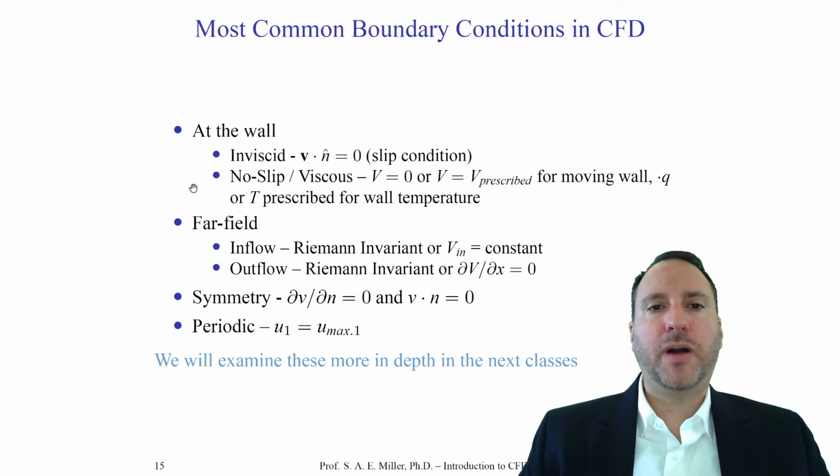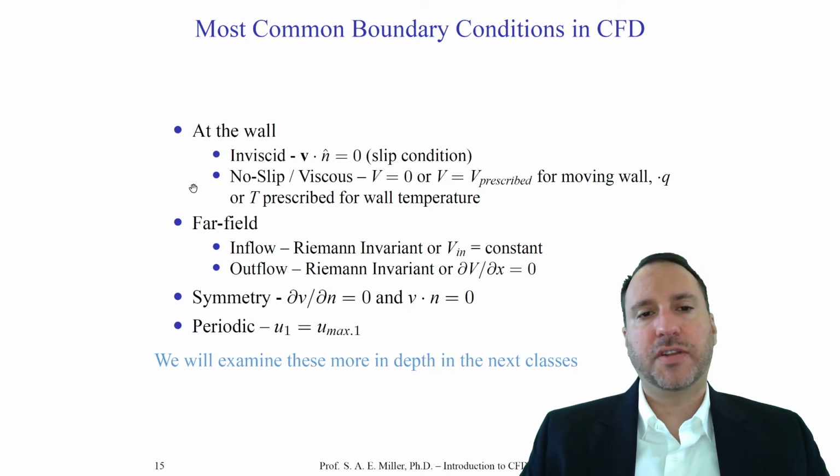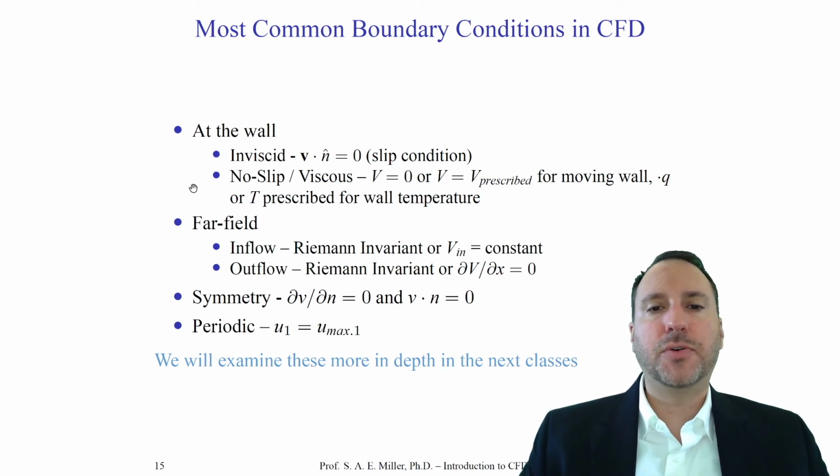Then there's the more powerful and perhaps realistic condition of the no-slip condition, which we see most times in fluid dynamics for most problems. This is where the viscous fluid has a velocity of 0 at the wall. We simply set all the velocities at the wall to 0. This is an example of a direct boundary condition.